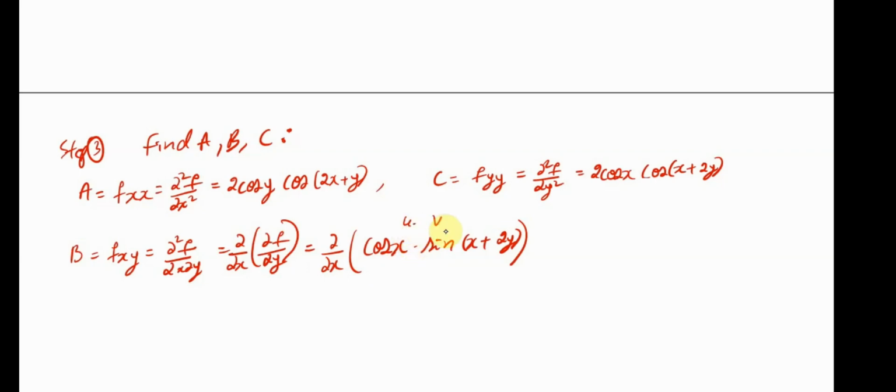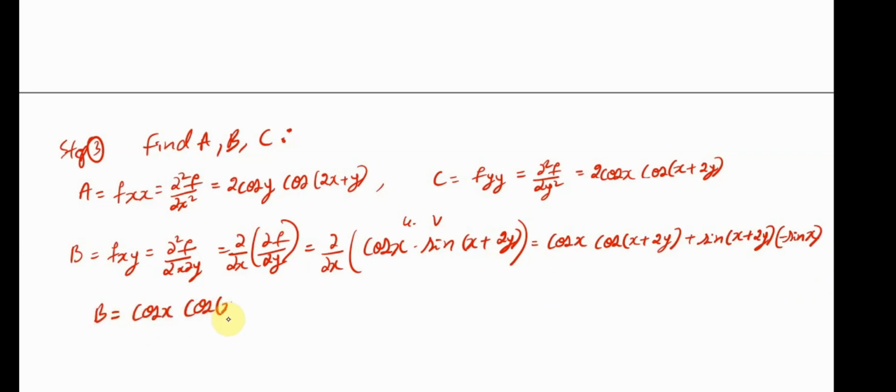I will take this as u into v. This will give you, first I will give u as it is, cos x. Differentiation of sin is going to become cos(x + 2y), plus, now I will keep sin(x + 2y) as it is. Differentiation of cos x will become minus sin x. So therefore B must be equal to cos x cos(x + 2y) minus sin x sin(x + 2y).